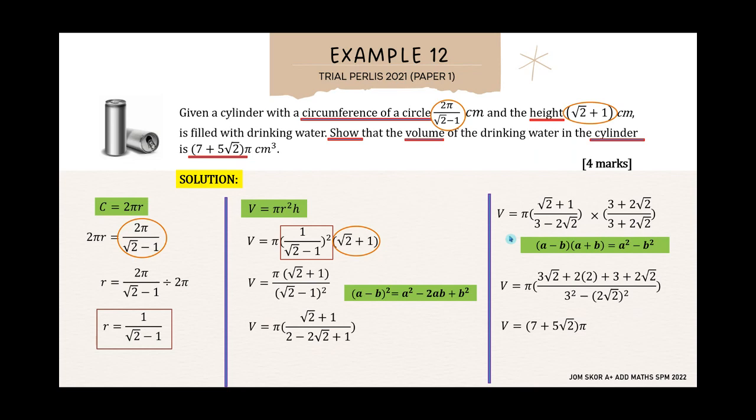Kita tengok pada skema pemarkahan. Maka yang pertama, bila you boleh cari nilai R, nilai R, you boleh cari sin, dia akan dapat 1 markah. Maka yang kedua, when you apply the right value for volume. Okay, seterusnya adalah bila kita boleh darabkan dengan conjugate set. Dan yang terakhir, pada jawapan yang betul. Maksudnya, you kena tulis pada form yang sama.